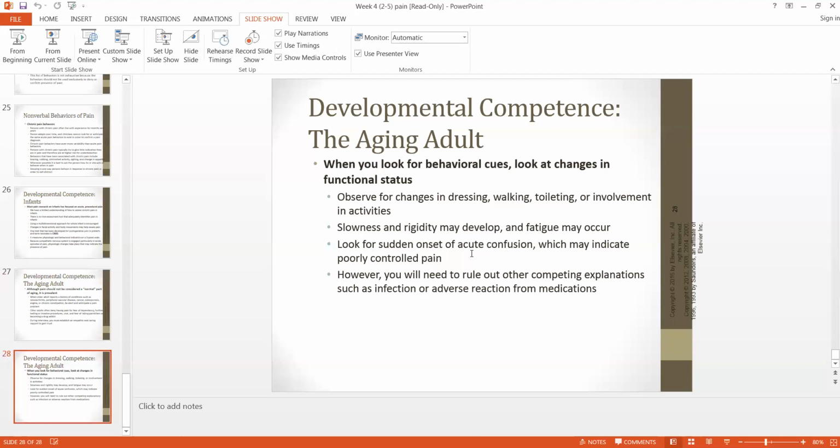Read your book, read your HESI book, look at these PowerPoints again. This is not going to be on the first test. This is going to be tested on the second test.